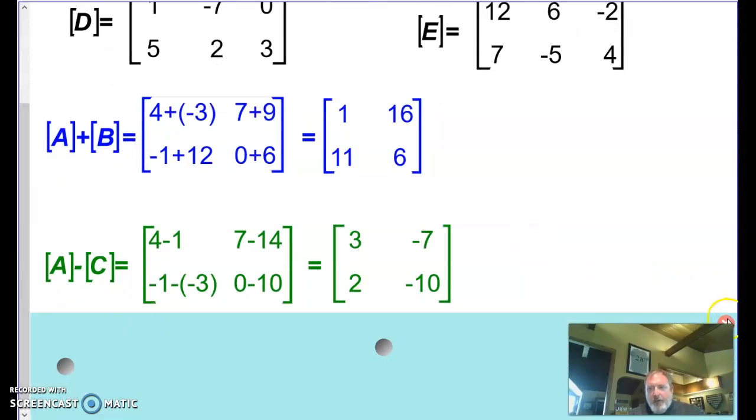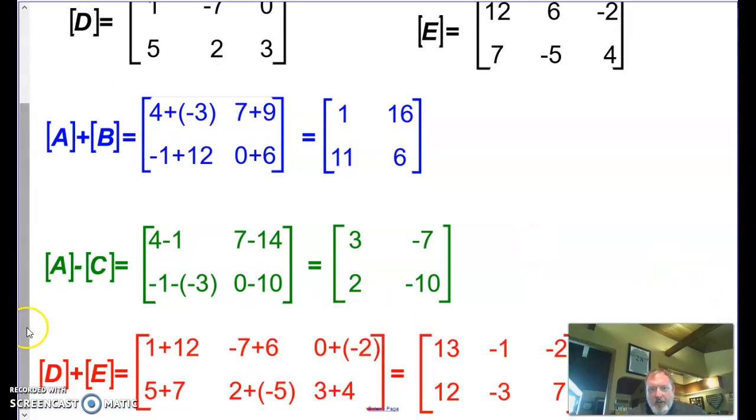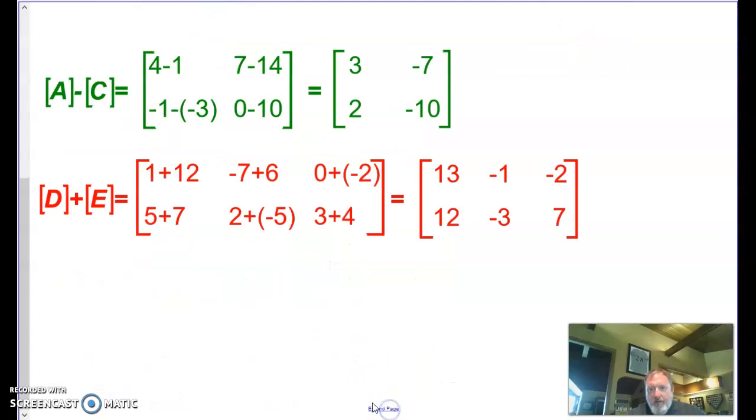Our third example here, we actually end up with D and E, just to give you an example with the 2 by 3. And so when we do that here again, you add the numbers that are in the first row, first column, first row, second column, first row, third column. Same thing for row 2. And here is our result.